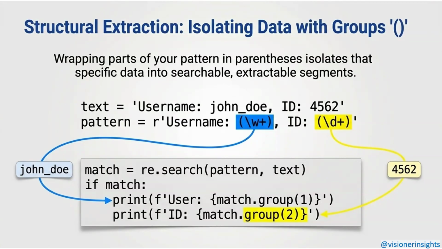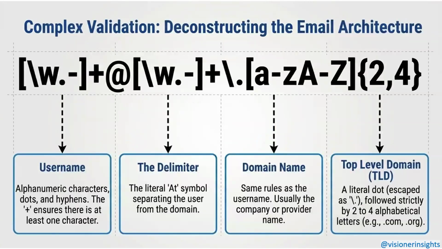Let's level up and tackle a really classic regex challenge, real-world email validation. I know it looks chaotic at first glance, but if we break it down, it strictly follows 4 super logical steps: username, the @ symbol, the domain name, and the top-level domain. Let's walk through this exact code architecture piece by piece. First, the username: square brackets with \w, a dot, and a hyphen, followed by a plus sign, means we accept one or more alphanumeric characters, dots, or hyphens. Next, we hit the literal @ symbol. After that, the domain name basically follows the exact same rules as the username.